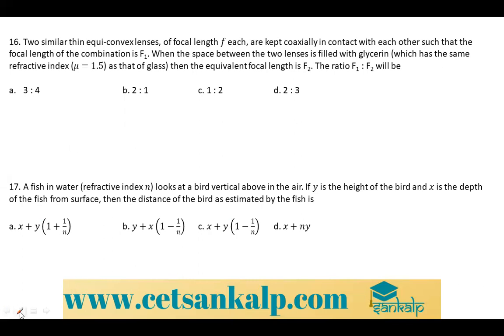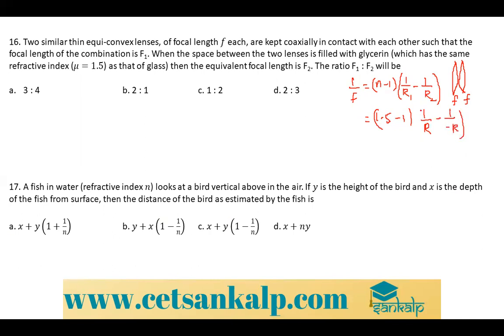So first case, you have the two lenses placed, with focal lengths f and f. According to the lens maker's formula, 1 by f is equal to n minus 1 into 1 by r1 minus 1 by r2. This is the formula. So 1.5 minus 1, 1 by r minus of 1 by r2, which is minus r since one is negative and one is positive.